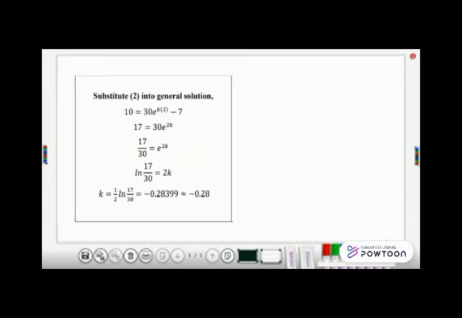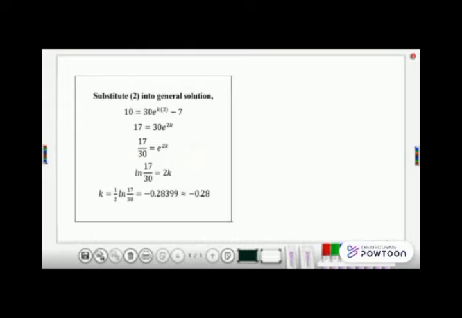For the next step, substitute the second initial value into our general solution. Remember that the value of C that we obtained has been substituted into this general solution. So, we will have the equation 10 equal to 30 times exponent of k2 minus 7. Next, we add both sides by 7 and divide by 30. So we get 17 over 30 equal to exponent of 2k.